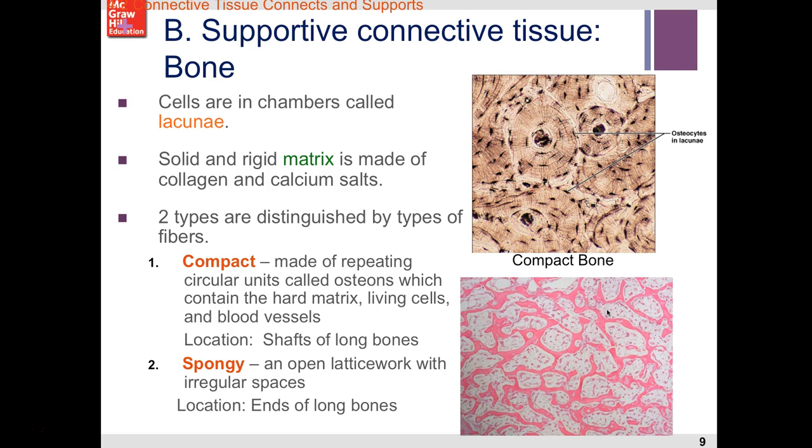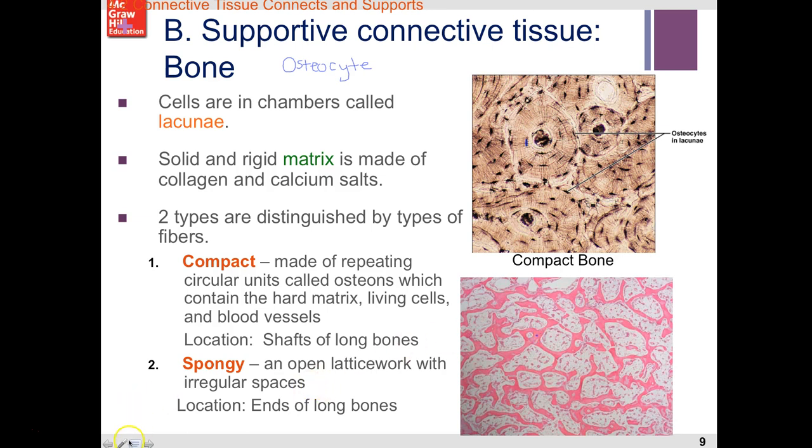So let's move into bone. Within our bone, we also have special named cells, and these are called osteocytes. Osteo meaning bone, and cyte meaning cell. These osteocytes live within a lacuna as well. This is a little bit small to see, but this dark portion is the osteocyte.